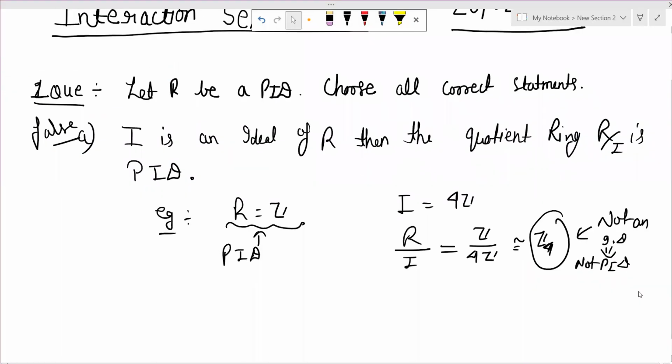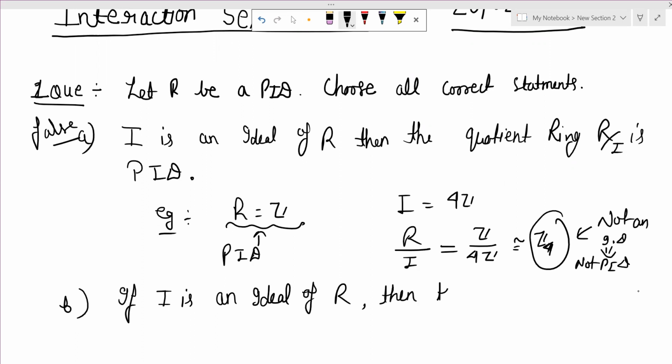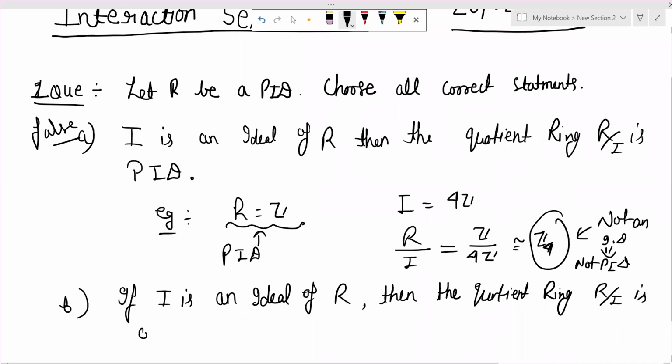Okay, let's look at the second part. If I is an ideal of R, then the quotient ring R mod I is also a PID if and only if I is a prime ideal.